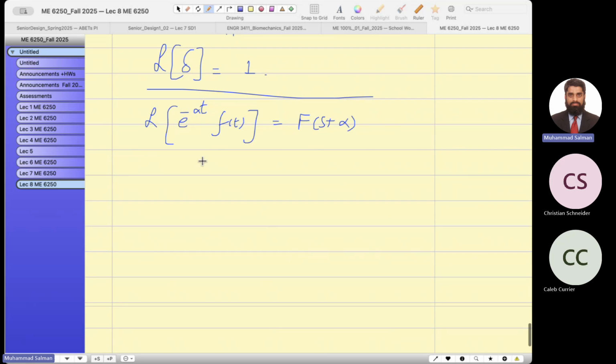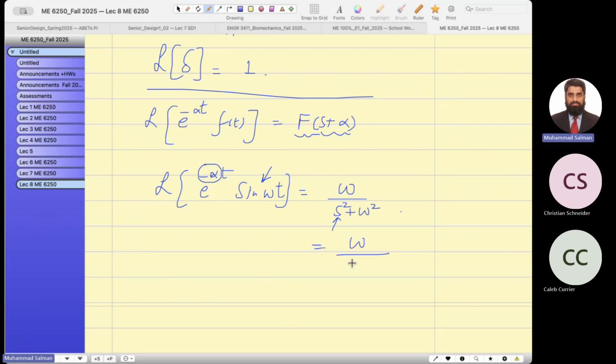For example, the Laplace transform of sine omega t. What is the Laplace transform of this function? Omega over, but it says you have to write down, rather than s square, that delay. So I would write this as omega over s plus alpha whole square plus omega square.